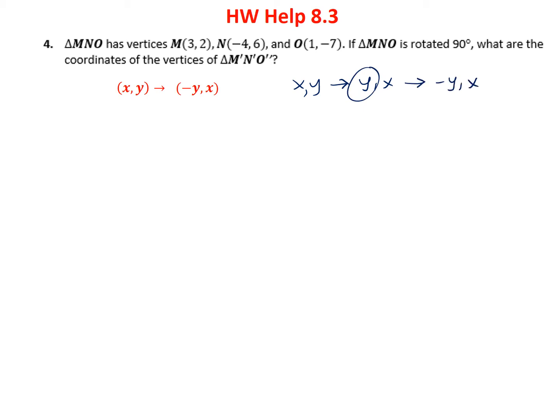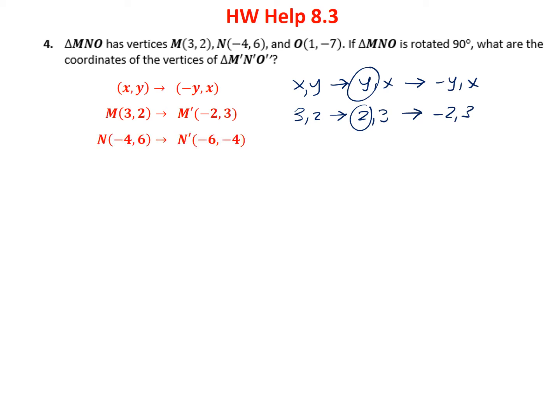Okay? So let's look at our first number. I'll show you how this works. I have the point (3, 2). The first thing I do is swap them, (2, 3), and then I take the opposite of the first one, and I have (-2, 3), and that's my answer.